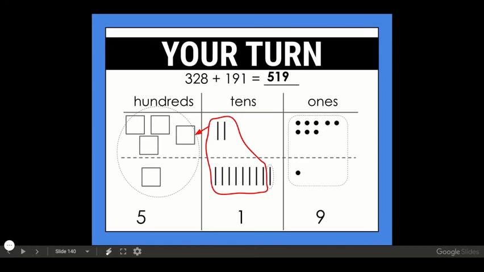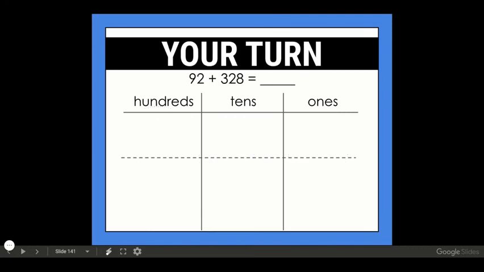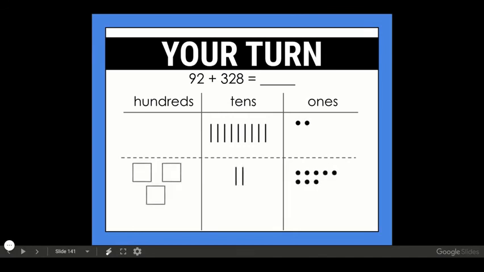Let's do one more. Go ahead and draw out your hundreds, tens, and ones chart. And then go ahead and pause the video and come back when you're ready to check your answer. Right, your first addend should be 92, 9 tens and 2 ones. Your second addend should be 328, 3 hundreds, 2 tens, 8 ones.